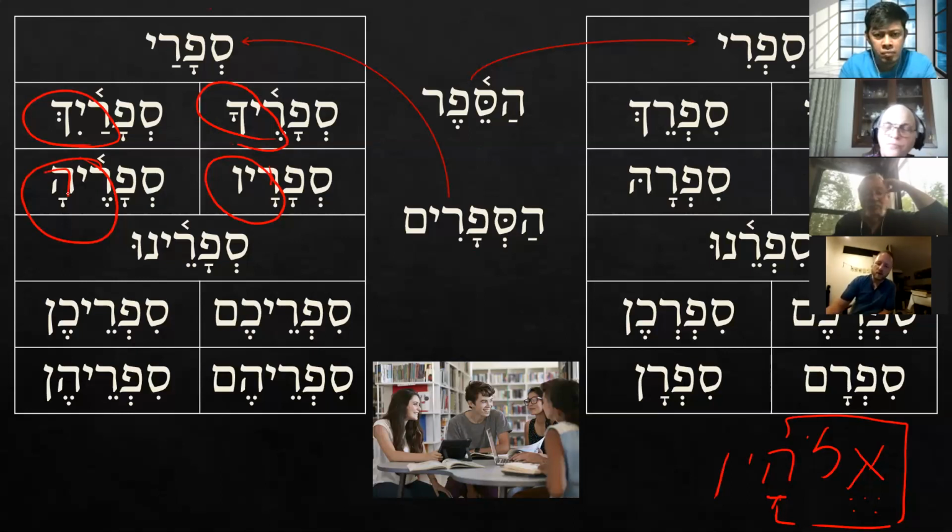This is a consonant. Hey, you notice it's got a vowel on it. Always the feminine, the 2FS, the hey at the end of the word is a consonant. This is mapik because it has no vowel after it. Okay, there's no ah. The vowel is before it, and this is a final consonant hey. This is also a final consonant hey, but it has a vowel underneath it, so you don't need to mark it with mapik, with the dot. So, Eloheha, her God, and Sfareha, her books.